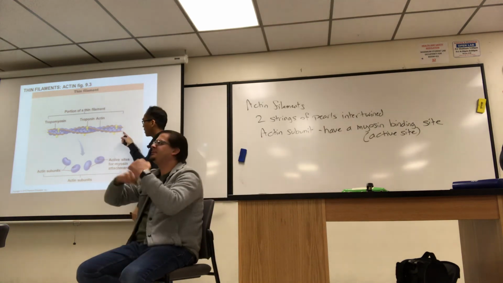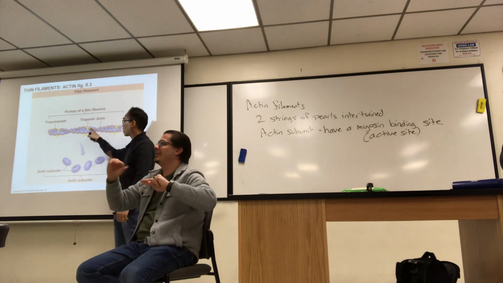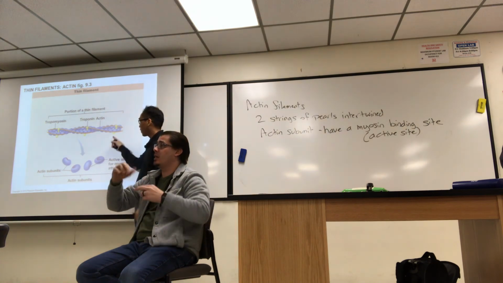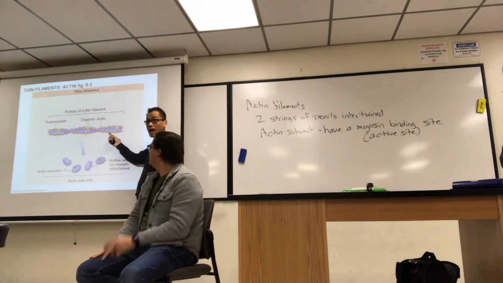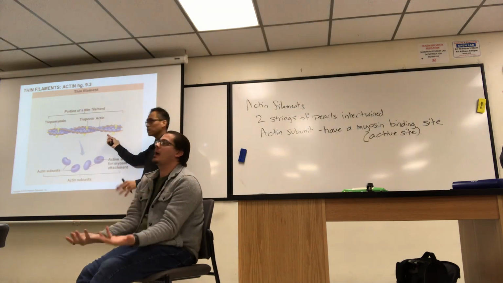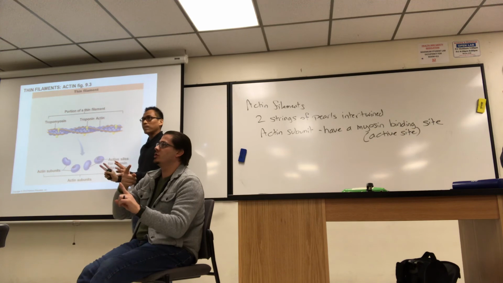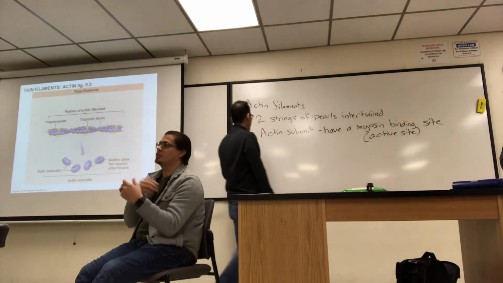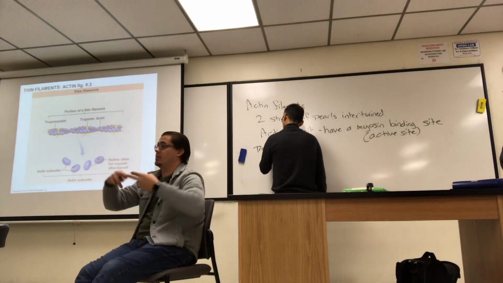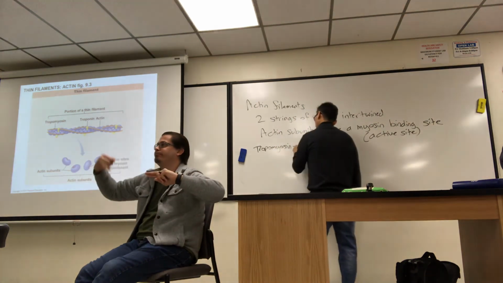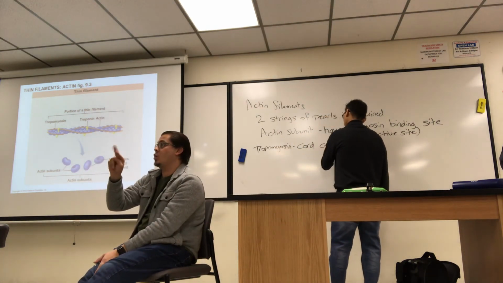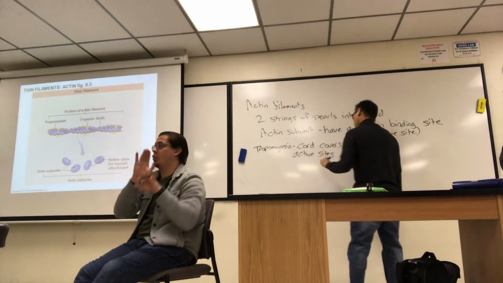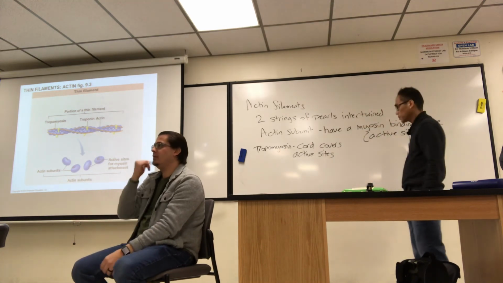The structure is maintained by this rope or cord called the tropomyosin. Notice that the tropomyosin is covering the active site. This is when the muscle is relaxed and is not generating tension. It's before stimulation. You cover the active site. That way you can't form any cross bridges between the actin and the myosin when the muscle is relaxed. So tropomyosin, the cord, covers active sites when the muscle is relaxed.